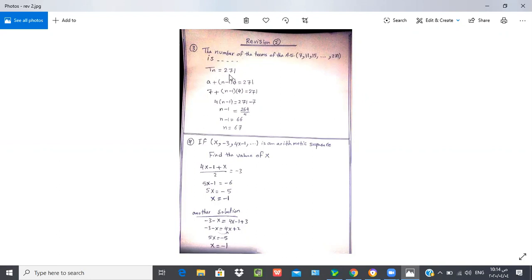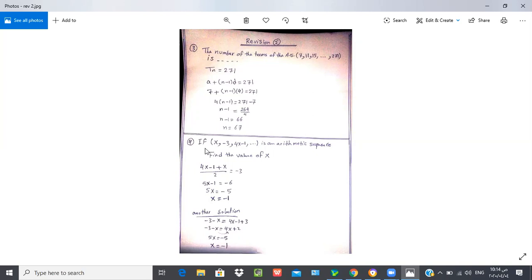So here I will write the rule of the last term. Tn equal to 271. So a plus n minus 1 d equal to 271. So 7 plus n minus 1 multiply 4 equal to 271. And we divide by 4. So n minus 1 equals 66. So n equals 67. It's very easy.